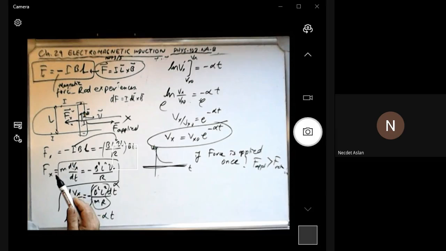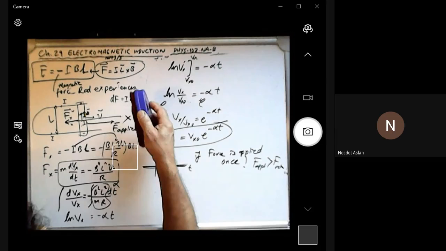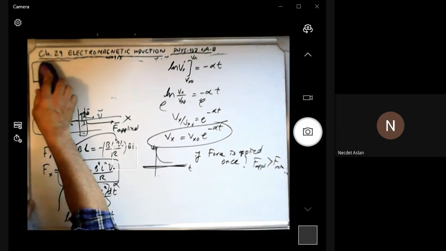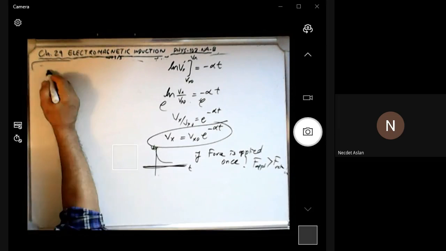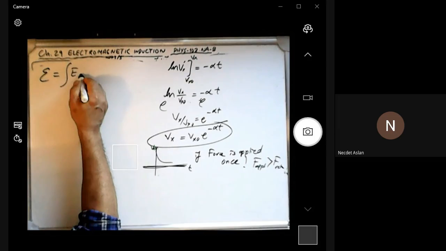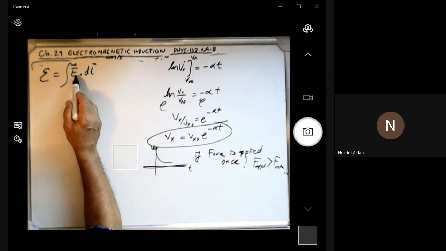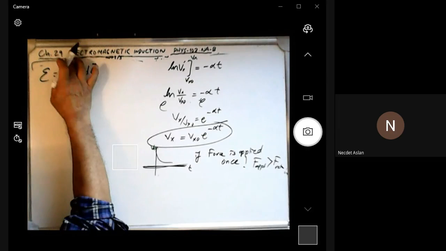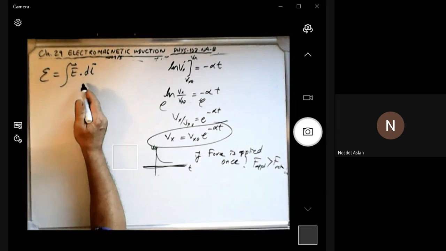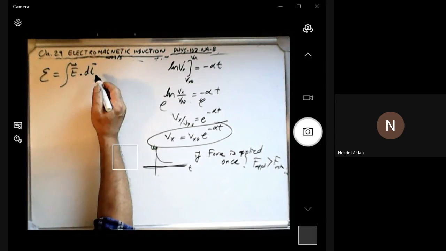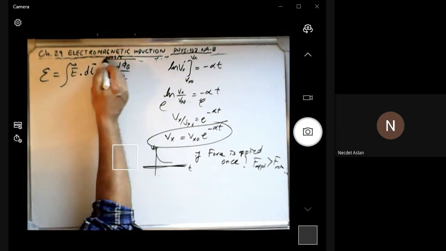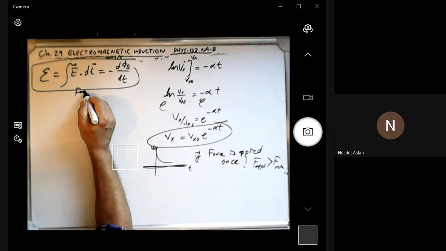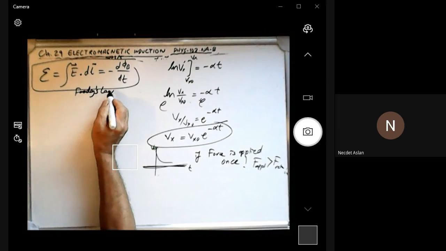Now I would like to show you Faraday's law. Actually, we have already seen Faraday's law, it's just the way that we have written it. We can say that epsilon is equal to the integral of E dot dl, electric field times the length is voltage. This is the same expression that we had seen earlier. This is also equal to minus d phi B over dt. So this is Faraday's law.